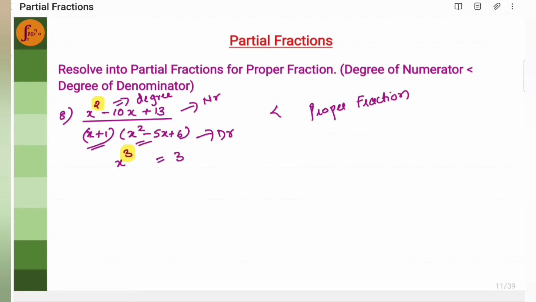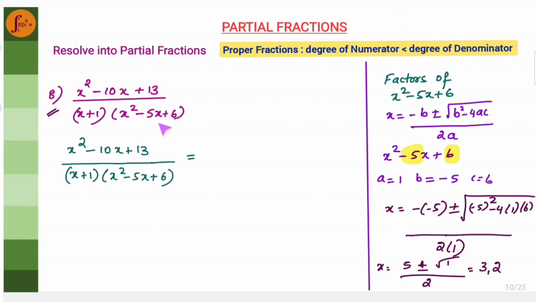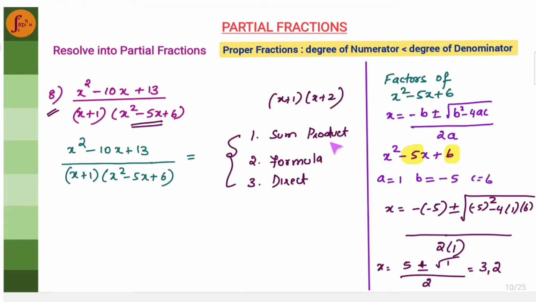Now let's solve this particular problem. We'll have to split this into partial fractions. We have this quadratic equation here, right? First we need to factorize these equations. It has to come in this form, like x plus 1 or x plus 2. There are multiple ways to factorize: sum product method, formula method, direct method, right? If it is a simple problem, we can factorize it directly. If it is slightly complex, then we might have to use the formula method. And for some problems, we can use the sum product method based on the complexity of it.